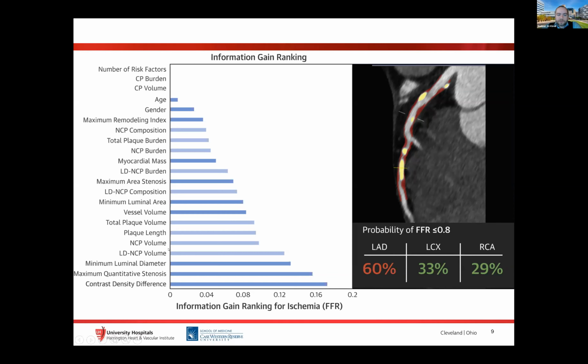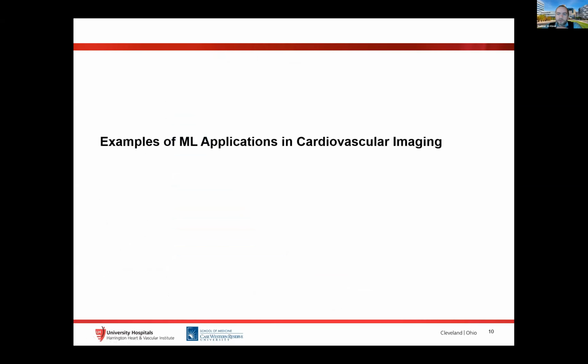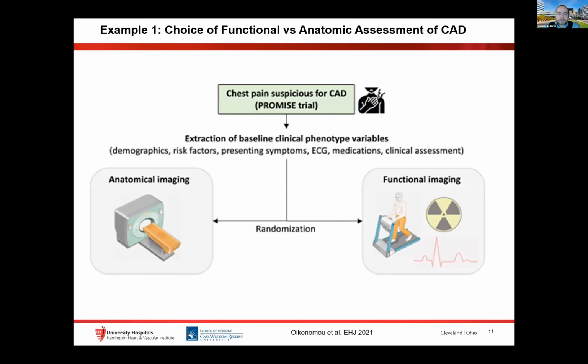We have a lot of different kinds of features that can also be associated with FFR less than 0.8. In this particular study, they were able to achieve a very good discrimination of positive versus negative FFR with a 60%, modest, but still important and statistically significant, discrimination of hemodynamically significant plaque.